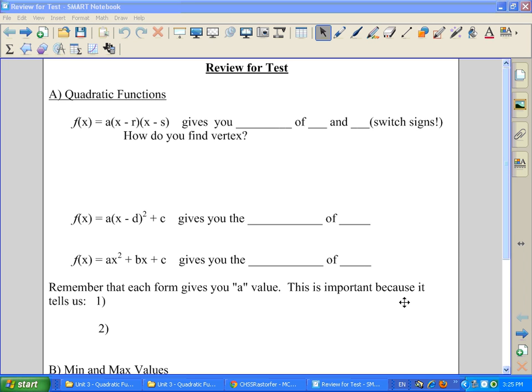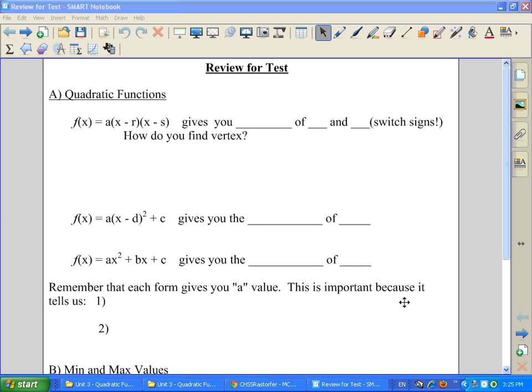Today we're going to take a look at review for test, which is our last topic of this unit. It's just a review of everything, so it should be nothing new. It should just be a summary of everything we've learned in terms of our quadratic functions. Okay, so taking a look at our first topic, quadratic functions.